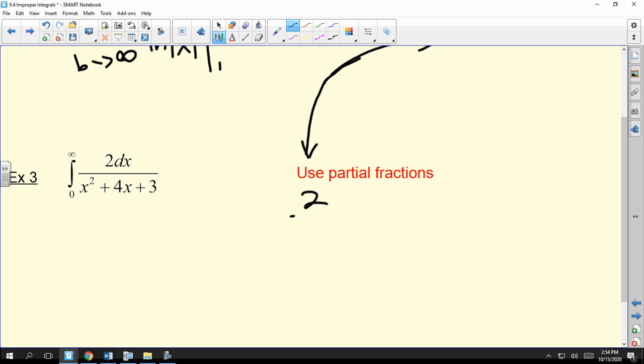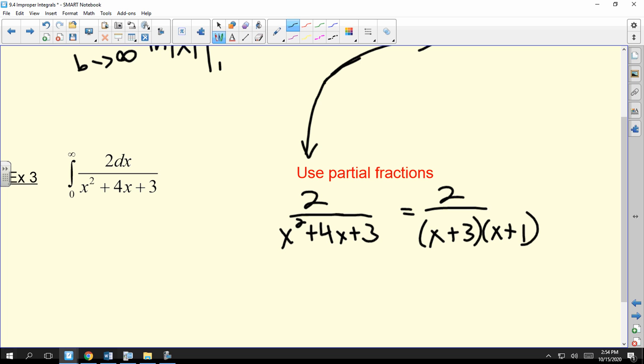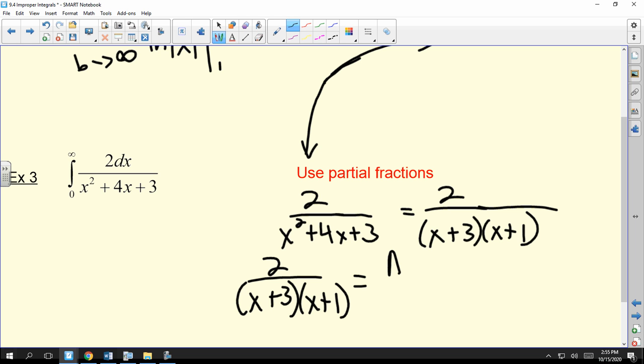We're going to take 2 over x squared plus 4x plus 3, and rewrite that. That equals 2 over (x plus 3)(x plus 1). Before we clear fractions, we're going to break this up into two things. This 2 over (x plus 3)(x plus 1) has to equal some number a over x plus 3 plus some number, let's call it b, over x plus 1.